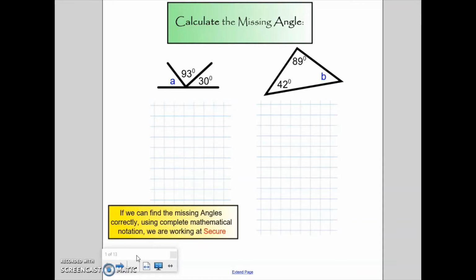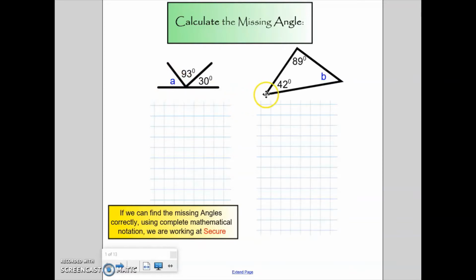Okay, so if we look at this first question here, and I'm asking you to work out the missing value of angle A. We should be aware that angles on a straight line always have a total of 180. So therefore we can use that angle fact to work out the missing value of A. If we add the two known angles together, we would get 123 degrees. If we take that value, subtract it from 180 degrees, we're going to find that the value of angle A is 57 degrees.